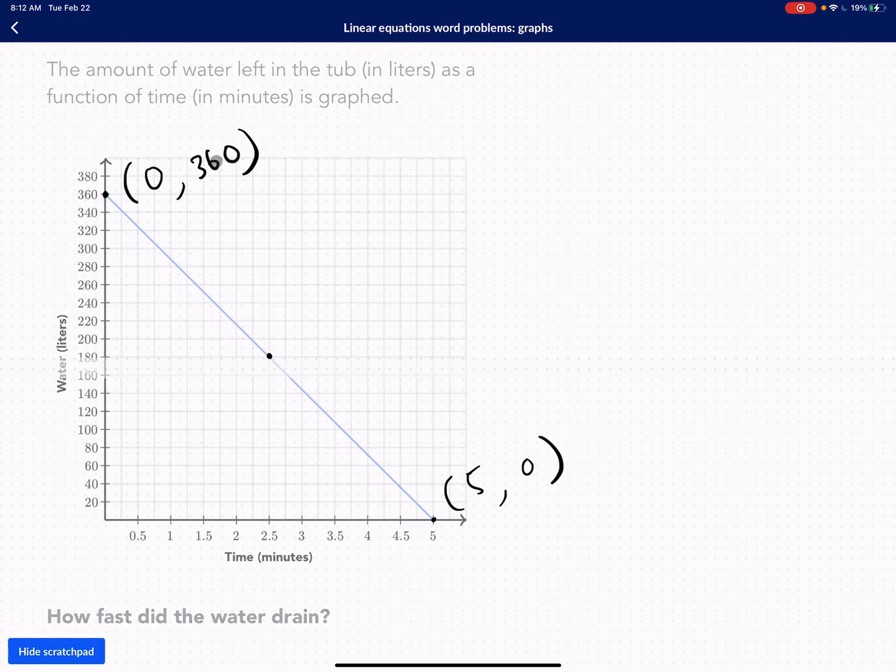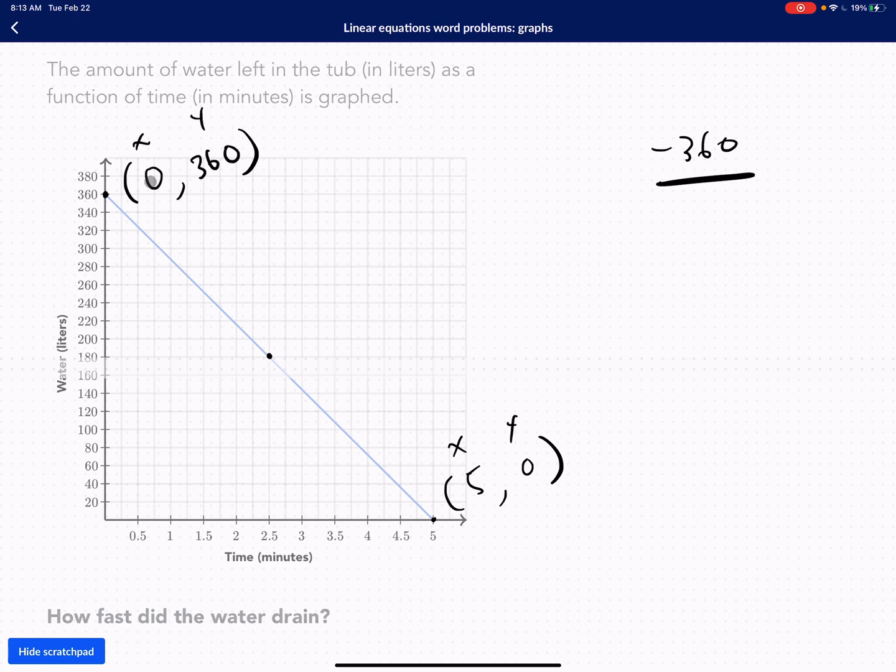So let's take a look. This is my y, this is my x, this is my y, this is my x. So how much did it change? It went from 360 to 0. If you look at the difference between 360 and 0, it lost 360 liters, did it not? So it was at 360. How do we go from 360 to 0? We lose 360, which is the same thing as negative 360.